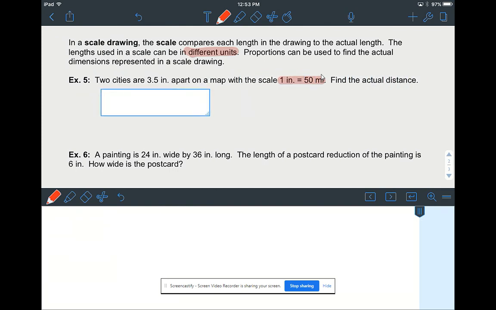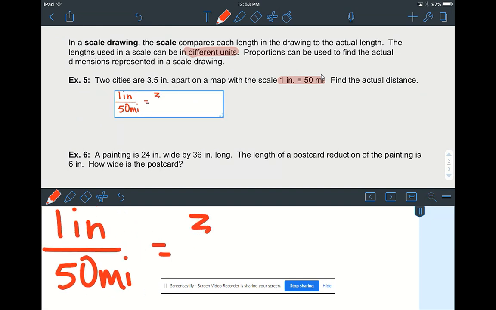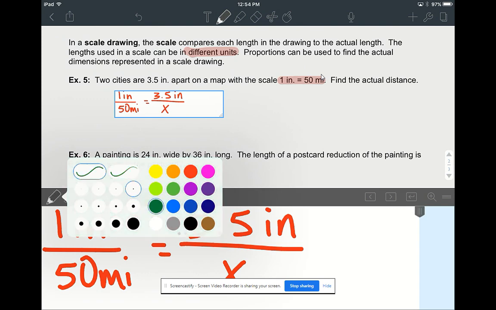So basically what we're looking at is we've got 1 inch to 50 miles. And we know on the map, the two cities are 3.5 inches apart. So please note that I put the inches on the top of our fractions in the numerator. So you have to stay consistent on where you put the common measurements. So then we don't know how far the two cities are actually apart. So I'm going to put an x there. And then I'm going to solve the problem.